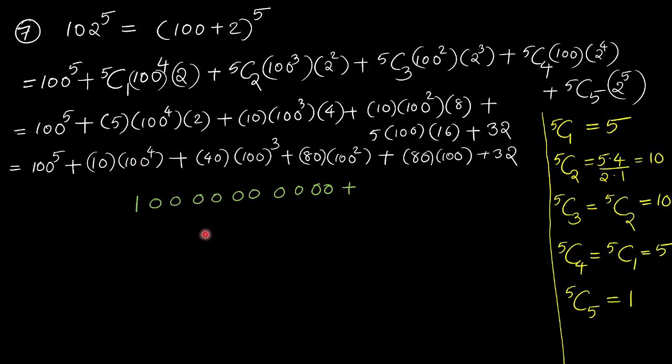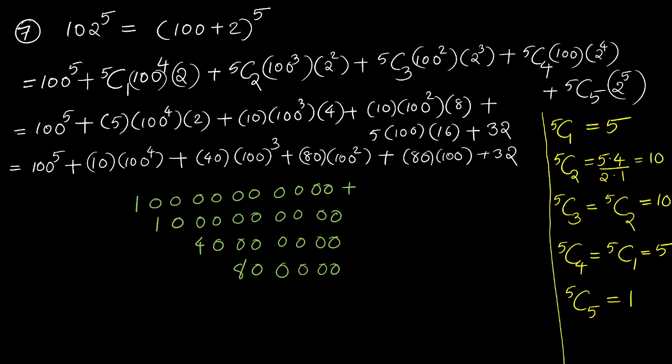100 raised to 4 is to be written next, with one extra 0 after that, because I am multiplying with 10. 100 raised to 4 is 0 0 four times, plus one extra 0. Then 100 cube, 0 0 three times, but one more additional 0 is required; the coefficient is 4. In the same way, 100 square, 0 0 twice, and one extra 0; the coefficient is 8. Next is 8000, right? And 32 last.